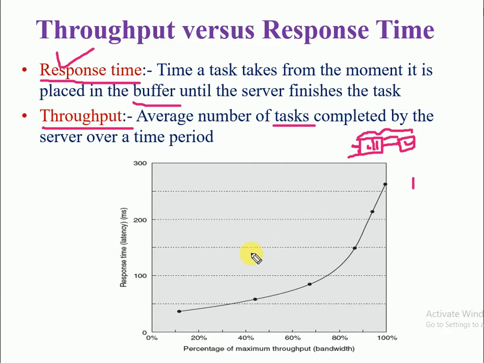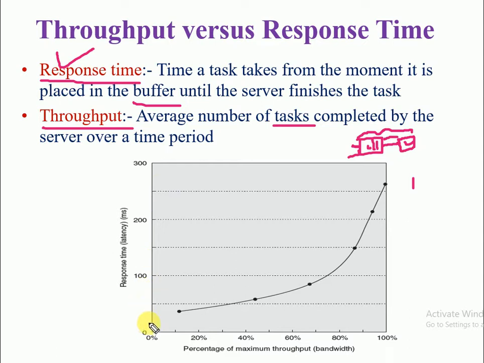Now look at this graph of throughput versus response time, with percentage of maximum throughput. You can see how this graph goes. If more throughput is being produced, meaning more tasks are to be completed within a given time, we can see that when the number of tasks increases, the response time or latency will also increase. For example, 40% of throughput will be produced in around 50 milliseconds. But if more tasks are to be completed, say 80%, it will take more time, around 150 milliseconds. If 100%, a large amount of throughput, is being generated, it will take around 250 milliseconds.